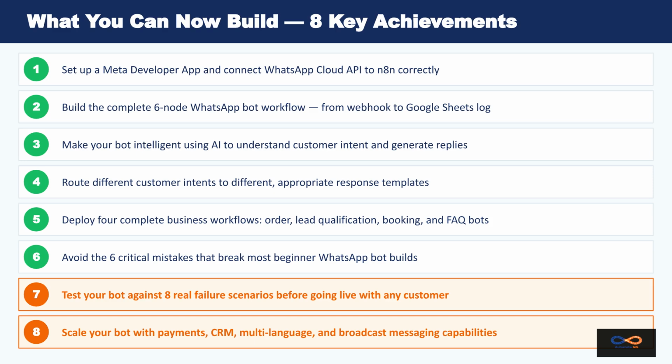You know the 6 critical mistakes to avoid. You have an 8-point testing protocol. And you have a clear scaling roadmap. Everything you need to build, launch, and grow a professional WhatsApp business bot is now in your hands. You have the complete blueprint. What is stopping you from starting this build today?